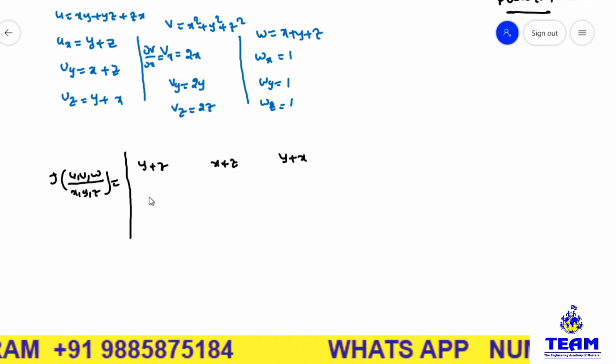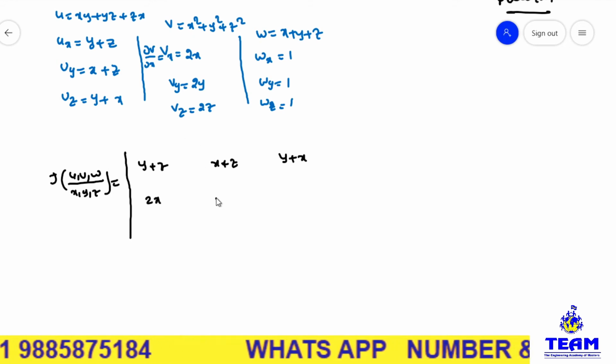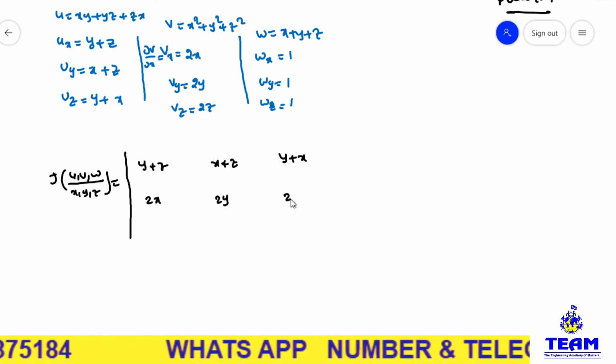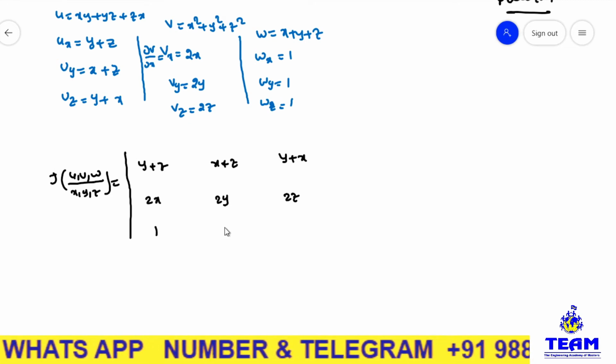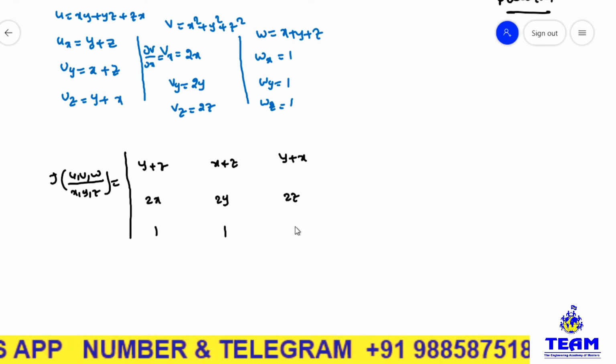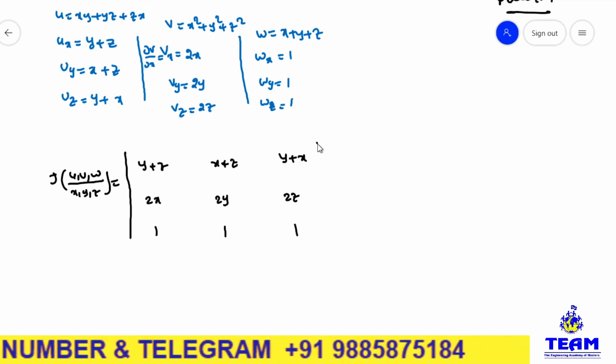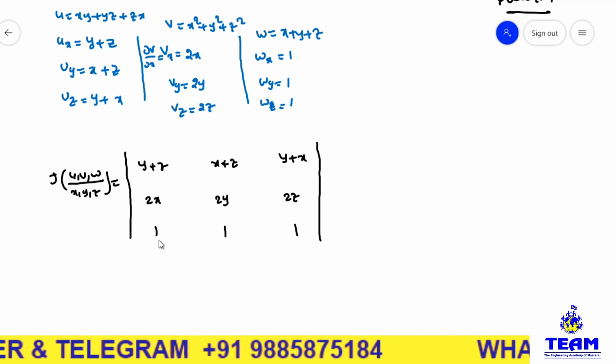Now vx is 2x. Vy is 2y. Vz is 2z. Now w partial with respect to x, 1. W partial with respect to y, 1. W partial with respect to z, 1. Yes. Now, here you observe, friend.